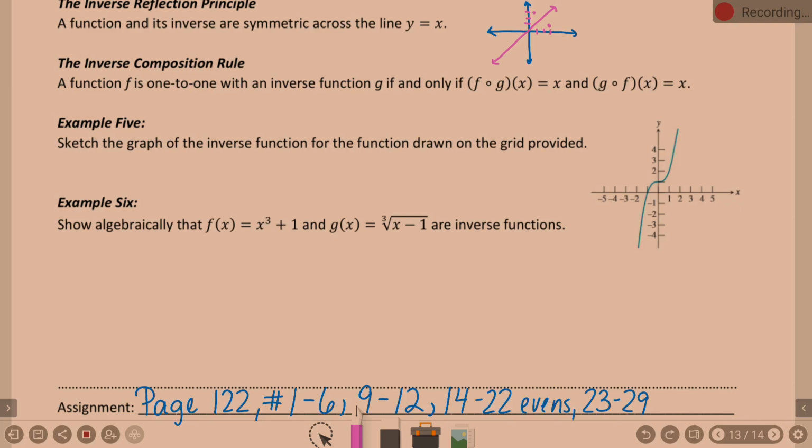Example 5. Let's look at it. They ask us to sketch, do the best you can, the graph of the inverse function for the function drawn on the grid provided. So we have a graph here. We're being asked to sketch the inverse. Now, curiosity, what graph does this look like to you guys? X cubed. This looks like an x cubed, doesn't it? It might be a stretch or something, but like an x cubed moved up one maybe.